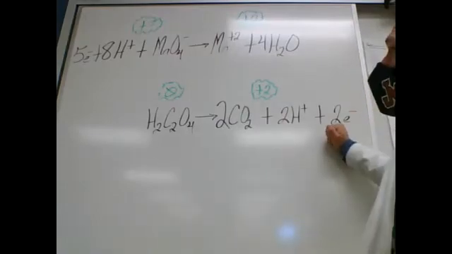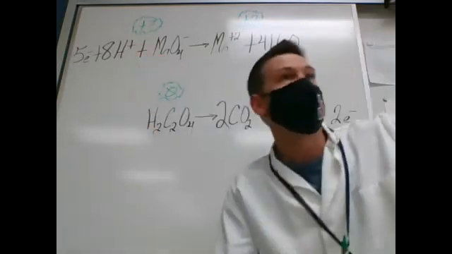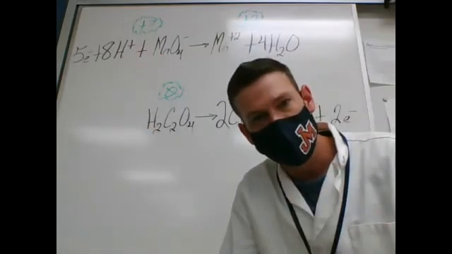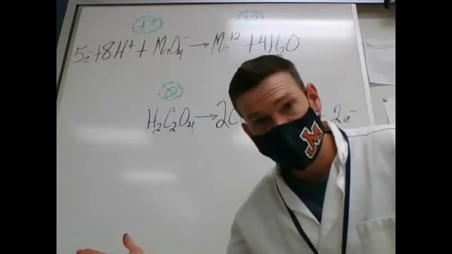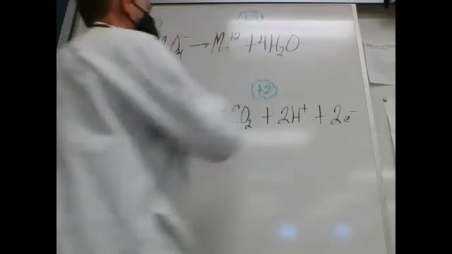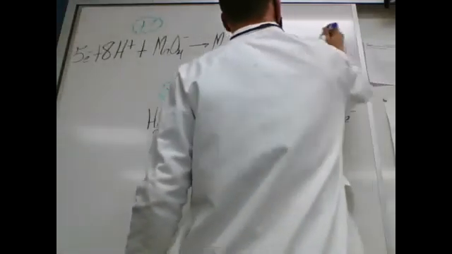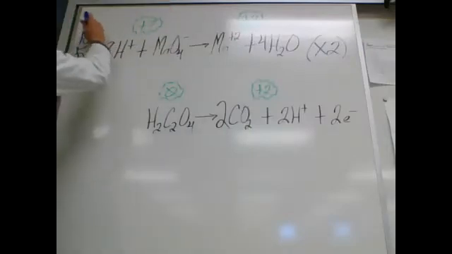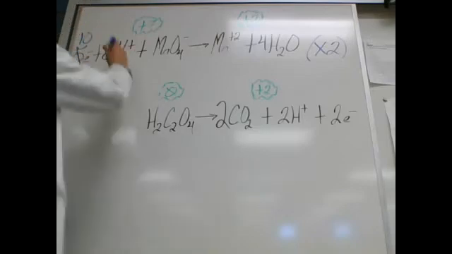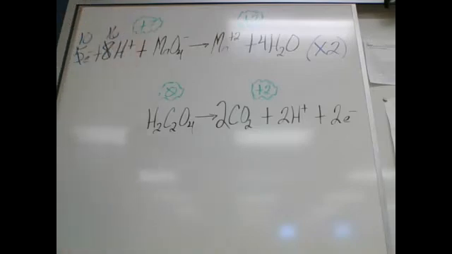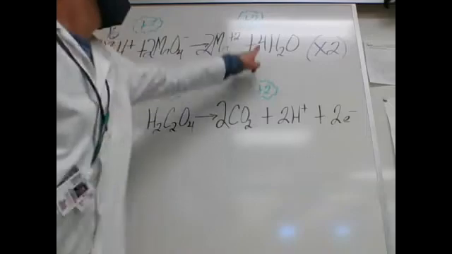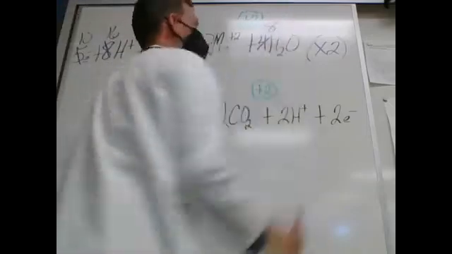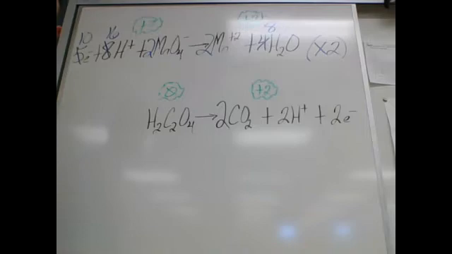I've got 2 there and 5 there. What is the lowest common multiple of 5 and 2? 10. Let's fix it. I'm going to multiply the top reaction by 2. The whole reaction, I'm going to multiply by 2. If I do that, 5 times 2 is 10. 8 times 2 is 16. Put a 2 there, and put a 2 there. And 4 times 2 is 8. I just multiplied everything by 2.